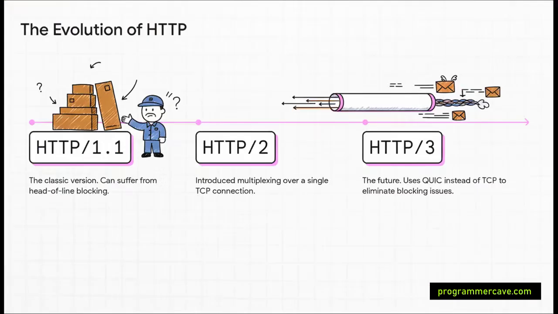So HTTP has really grown up over the years. The classic version, 1.1, could only handle one request at a time. Think of it like a single-lane country road. Then came HTTP/2, which introduced something called multiplexing, which is like turning that road into a multi-lane highway. You could have multiple requests going at once on the same connection. But it was still built on TCP, so one little accident, a lost packet, could still jam up all the lanes. And that brings us to HTTP/3, which just ditches TCP altogether and runs on that superior QUIC protocol.